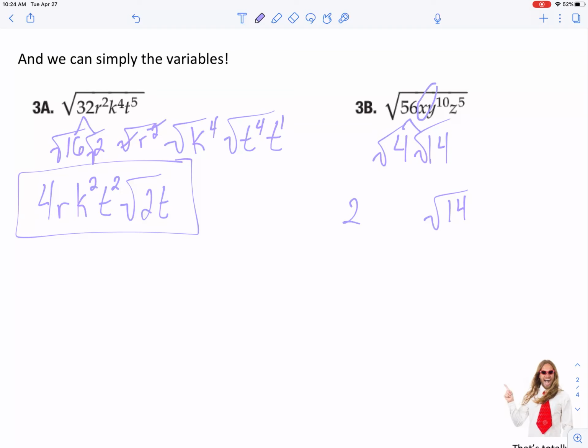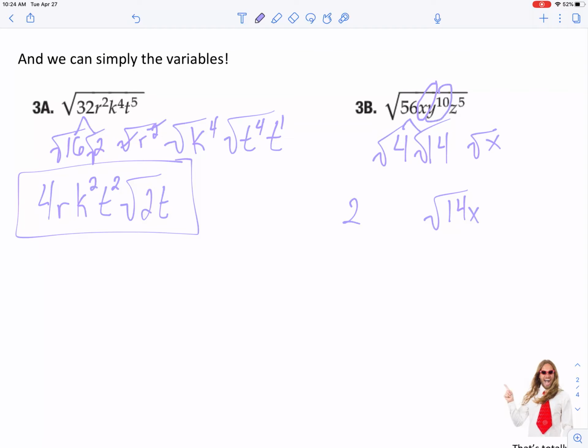Now I'm checking out this x. That is just the square root of x, since there's no variable or exponent for me to try and simplify down to, because, you know, the smallest, it's 1. I mean, I can't break it down any more than that. So it's just going to stay with the 14.